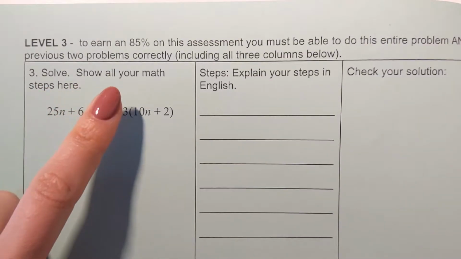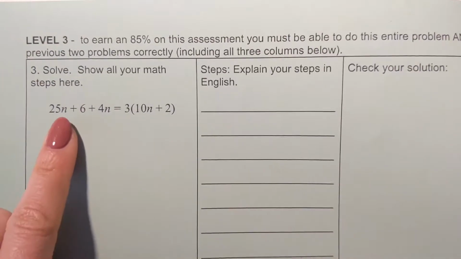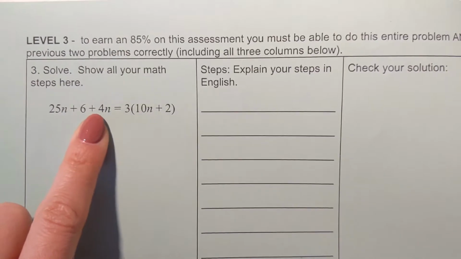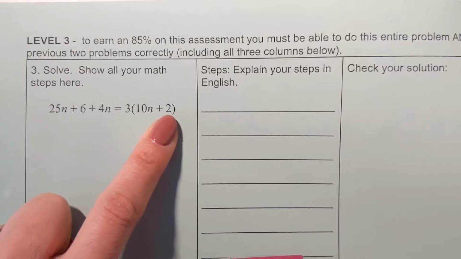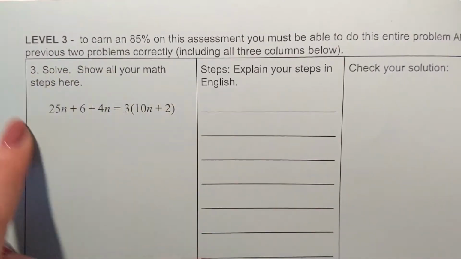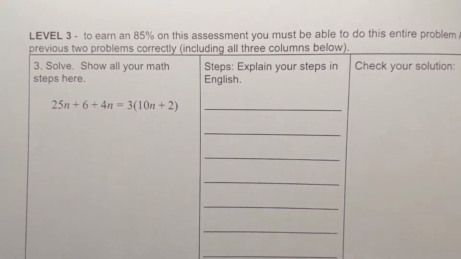Solve. Show all your math steps here. So for this equation, we have 25n plus 6 plus 4n equals 3 times 10n plus 2. Whenever I have equations like this, there's multiple things I can kind of start with here.